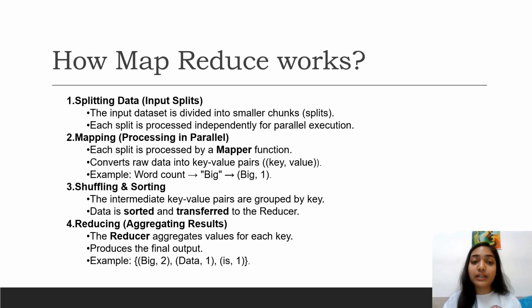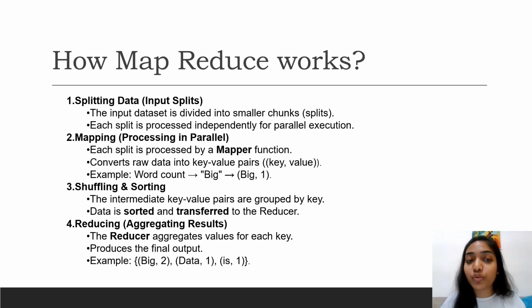We process these chunks in parallel, and each split is processed by a mapper function. This mapper function converts the raw data into key value pairs, where the key comes first and the value second. For example, if we take the word big, the word big will be mapped with the value 1. So big is the key and 1 is the value here.